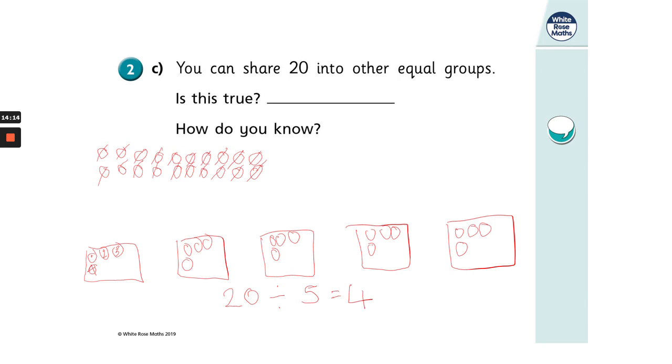Can you think of another way? Have a try. Get 20 of your cubes or items if you can, or draw 20 and see if you can share them into a different number. We've shared them by 2 and we shared them by 5. What about if you shared 20 by 4? What do you think the answer would be?